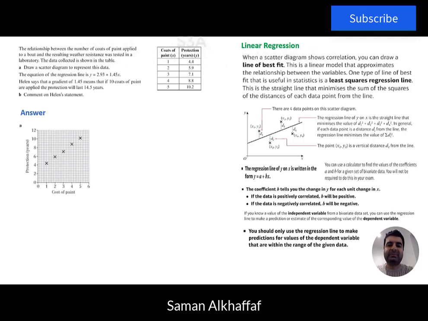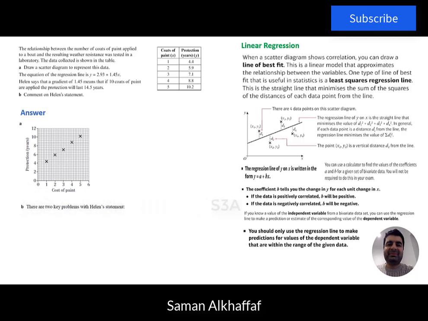So we will plot the data and we can see how the data is distributed when we take the protection to be in years as the y-axis and the number of coats of paint as the x-axis. And we also need to take into account for part B that we need to comment on the statements, so that there are two key problems with Helen's statements.